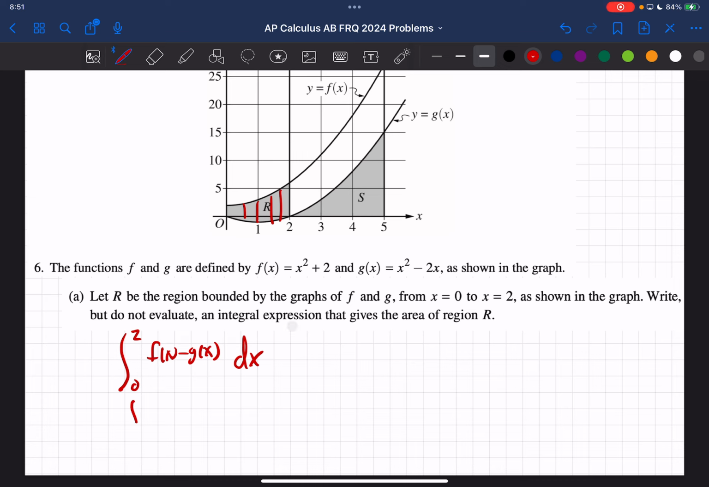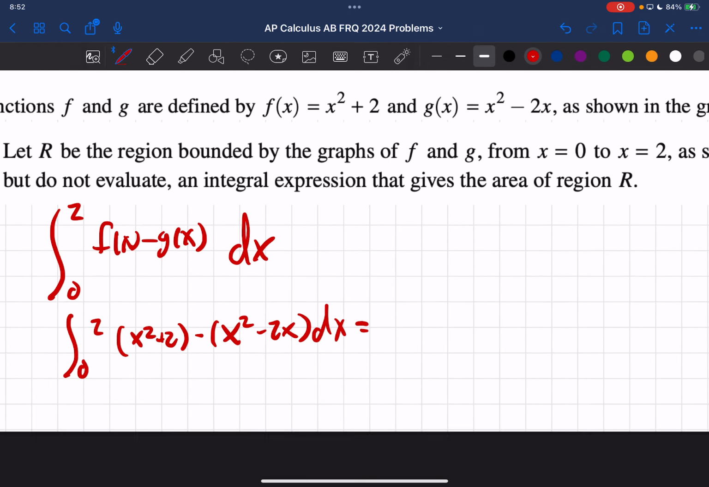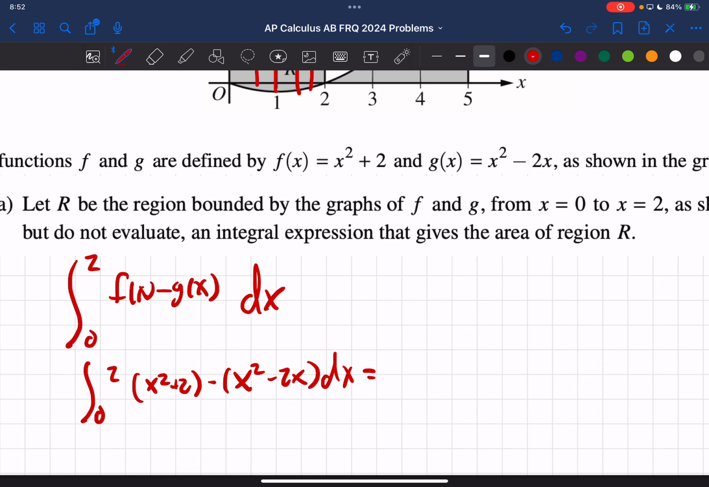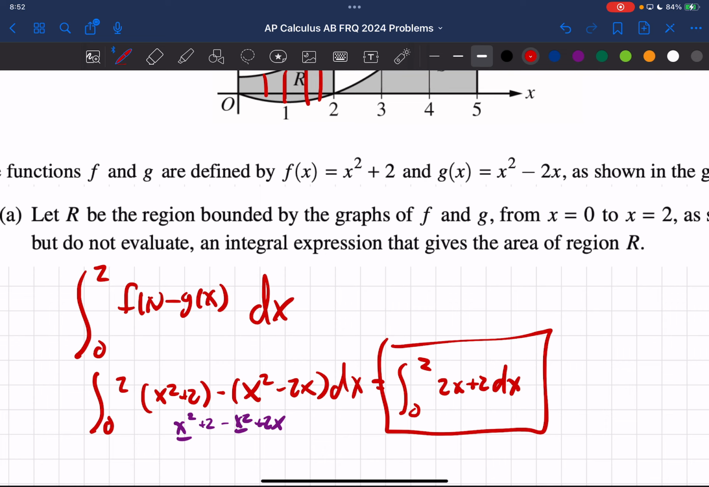You're probably going to have to write in for f of x, x squared plus 2 minus, and then in place of g of x, x squared minus 2x dx. And even further, we are probably going to have to simplify that. So we have x squared plus 2 minus x squared plus 2x. So the x squareds will cancel, and that will leave us with the integral from 0 to 2 of 2x plus 2 dx. And we don't have to evaluate this integral. All we have to do is write it.